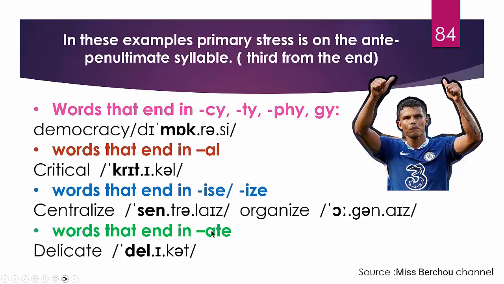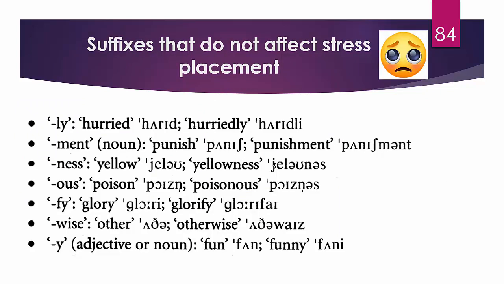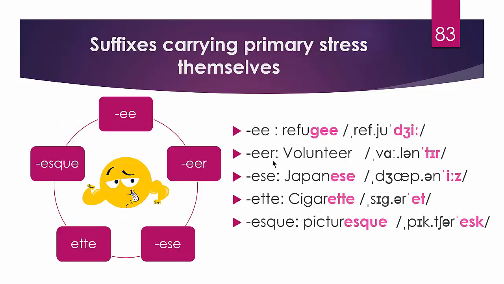Words that end in ate, like delicate. 1, 2, 3. The primary stress is here. It is easy, okay, but you have to memorize them to differentiate between the antepenultimate and the penultimate, the second from the end and the third from the end. You have to differentiate between the suffixes that influence stress placement and suffixes that do not affect the stress placement. And you have to memorize the bad boys, the strong ones.